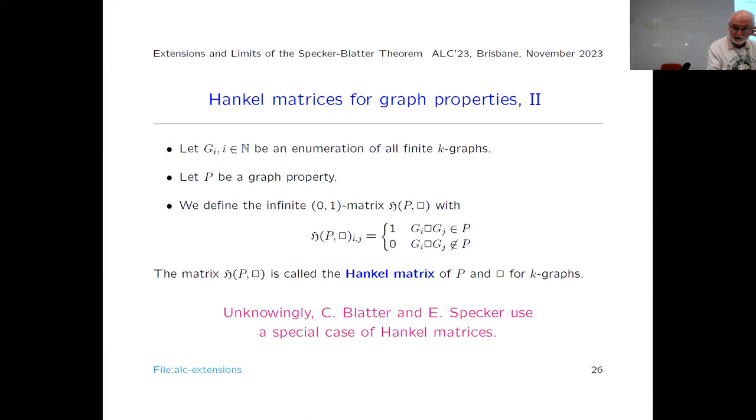operation on graphs or on labeled graphs by saying the entry is 1 if the operation applied to the column and row graph is in P and it is 0 otherwise. And this matrix is called the Hankel matrix for P and the binary operation of graphs. Now, Specker and Blatter didn't know about this, though it was already used before in automata theory, but they actually use heavily properties of the Hankel matrix.